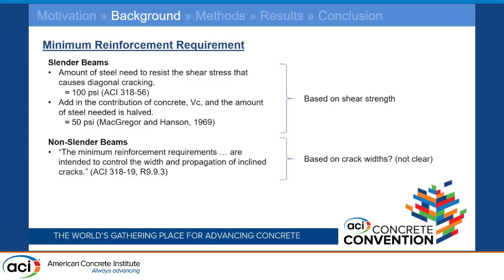So now we're allowing the concrete to carry half of that shear, so concrete will carry 1 square root F prime C, and then the steel will carry the other 1 root, or 50 psi, which is about half.